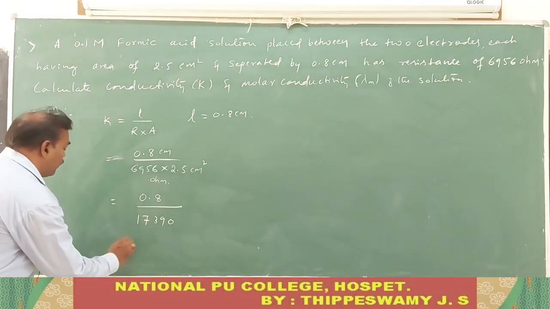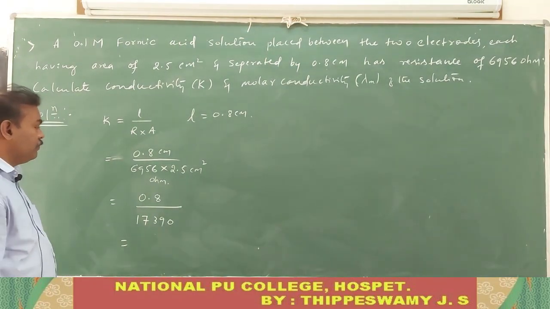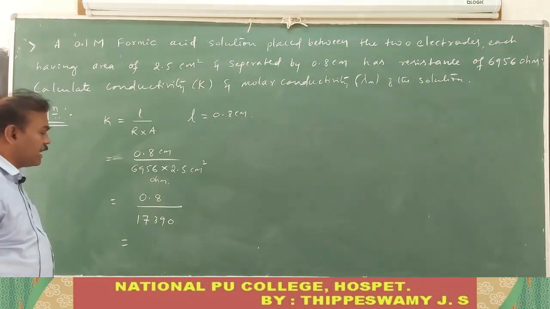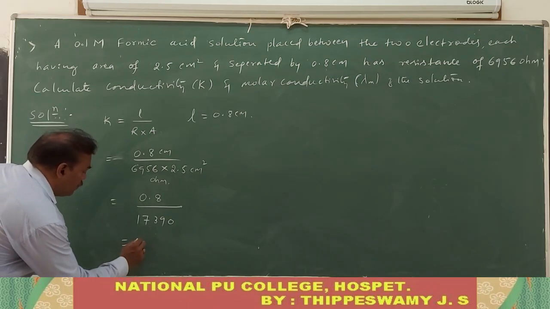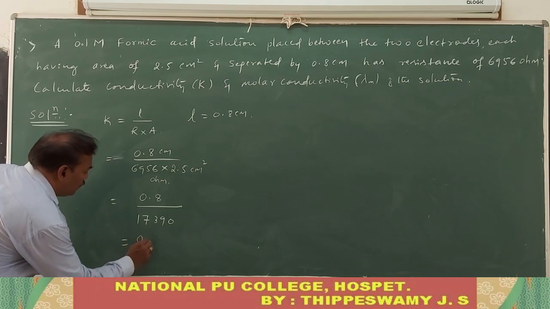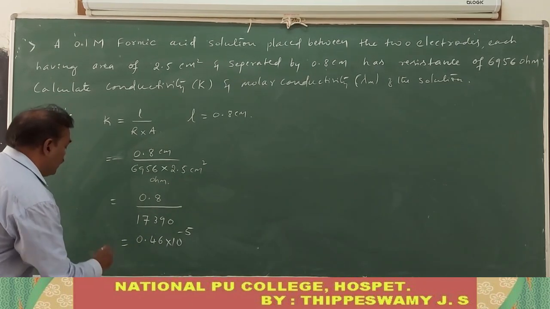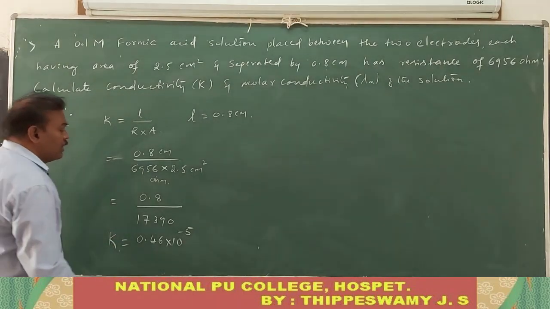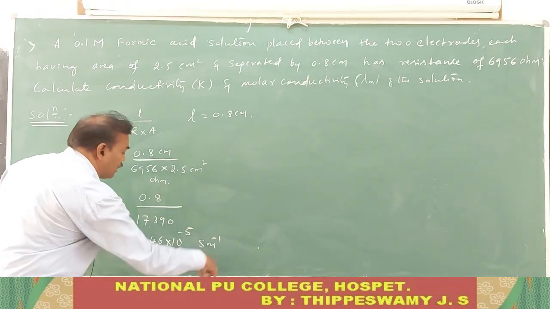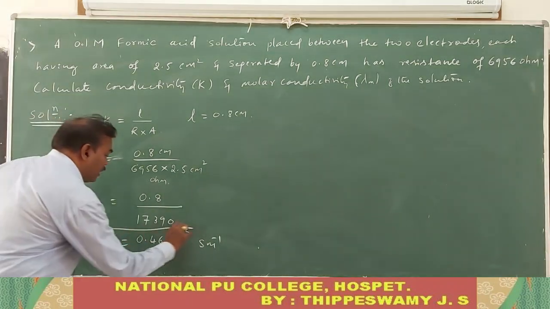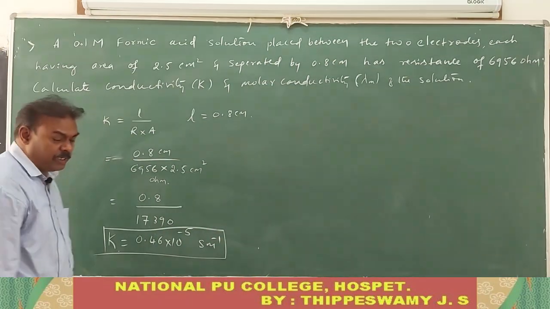So on simplification, what is the value of the specific conductance? We are getting 0.46 into 10 to the power minus 5, which is the specific conductivity. The unit is Siemens per centimeter. So this is the value of the specific conductance.